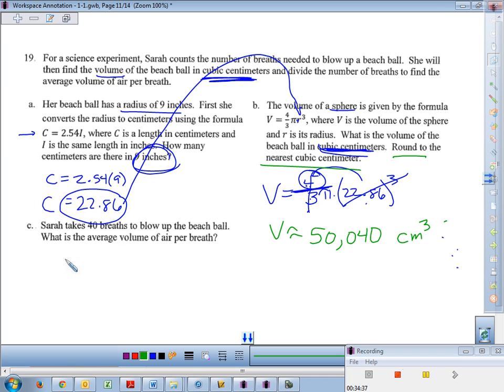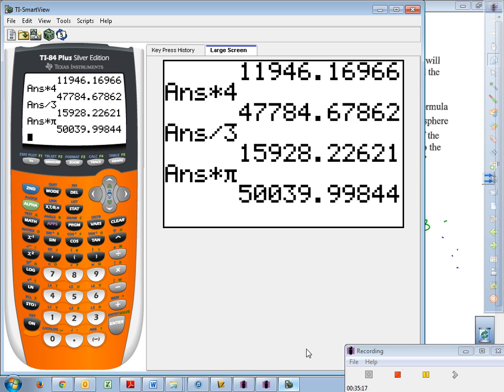Cool. Part C. Sarah takes 40 breaths to blow up the beach ball. What is the average volume of air per breath? So volume, you see this per. Per is a fancy word for division, right? So we need the volume. Do we know the volume? We sure do. It's that number right there, divided by breaths. Do we know how many breaths she took? She took 40. So this number, which I will retype, I'm not going to use that rounded number, because they told me to round that in the previous one. I will take that 50,040 and divide it by 40.